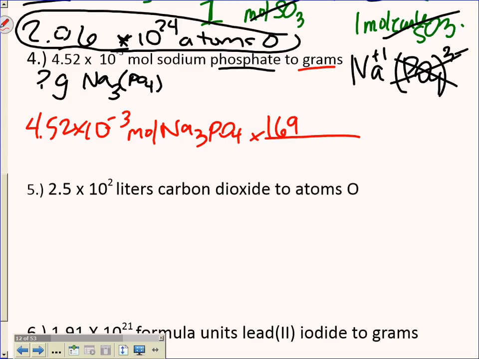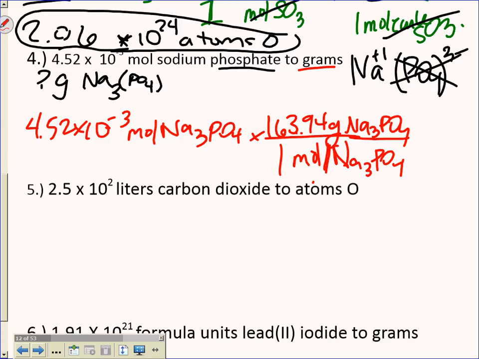So that's 163.94 grams of sodium phosphate, and that's equivalent to 1 mole of that sodium phosphate. I'm not sure if that was an L or an N, so make sure we're okay. So at that point, the mole of sodium phosphate can cancel, and the grams lives on. Yay, that's what I wanted to get, so I know that I'm correct. Calculate. And then think about it as you go, and I'll refresh your memory in a second.